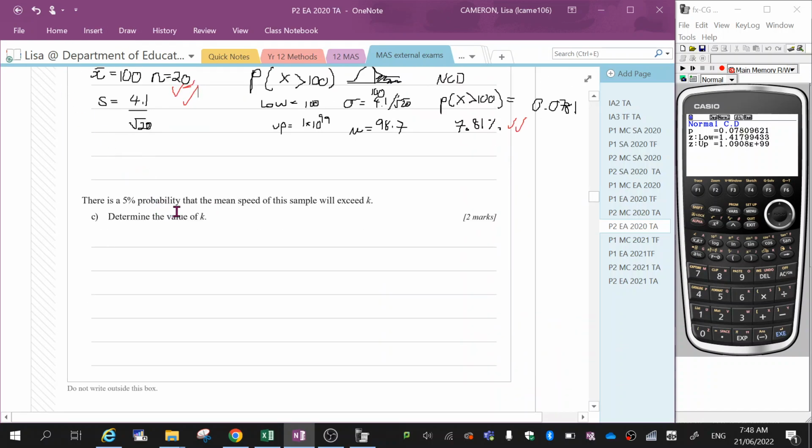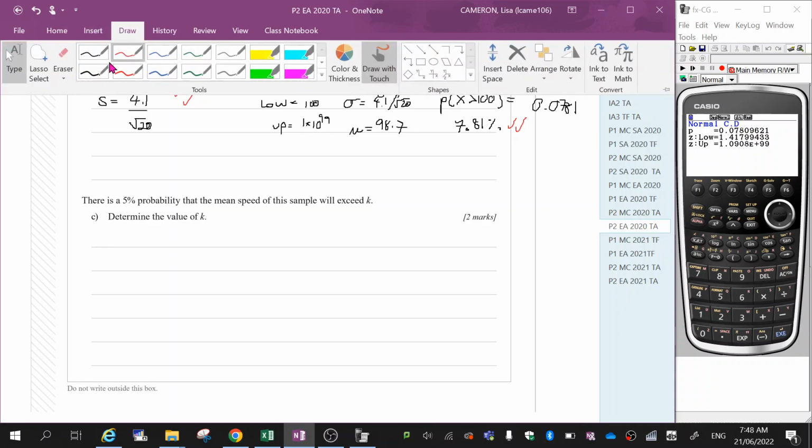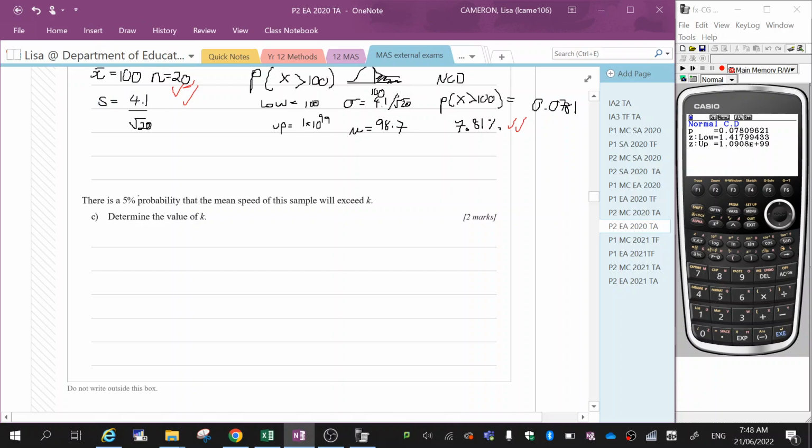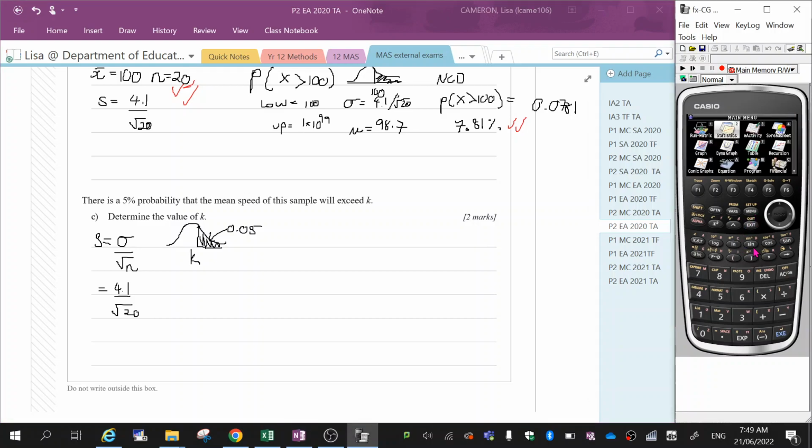So there is a 5% probability that the mean speed of this sample will exceed K. We're looking at the mean speed of the sample, which means that we're using our funky formula for standard deviation. So standard deviation is going to be equal to this over the square root of the number of people in the sample. Okay, so the other thing we're finding here, we want 5% probability, so the area in here, to be 5%, that the mean speed of this sample will exceed K. So that's our K value there. Okay, so now we just chuck it back into our formula.